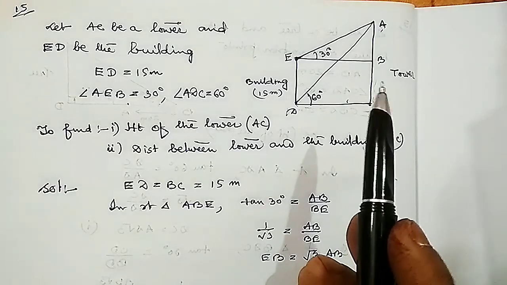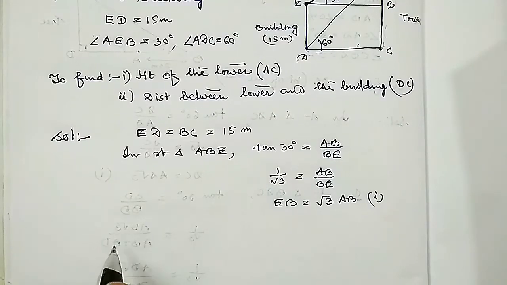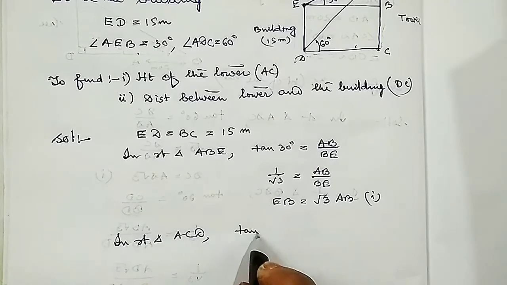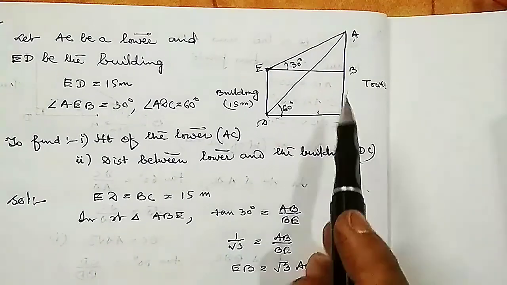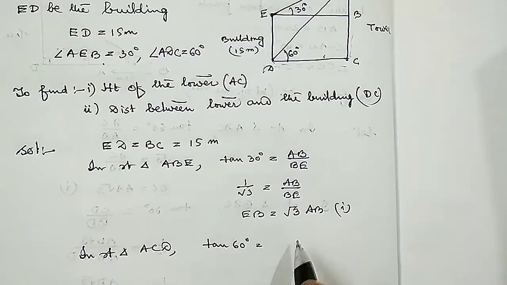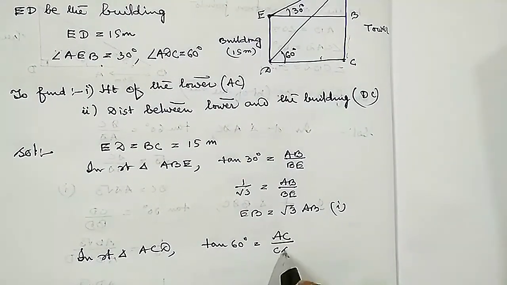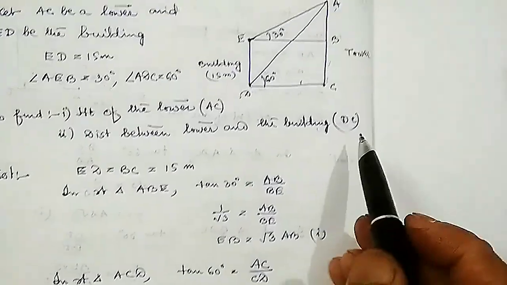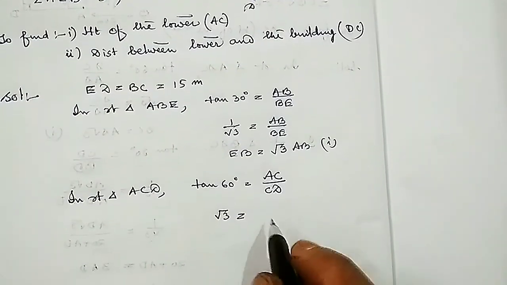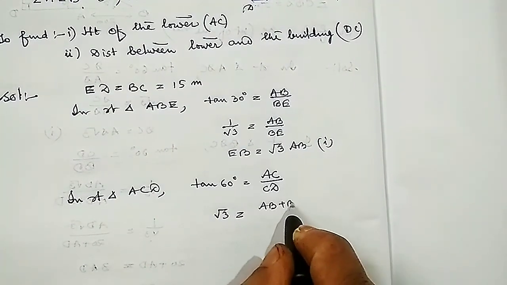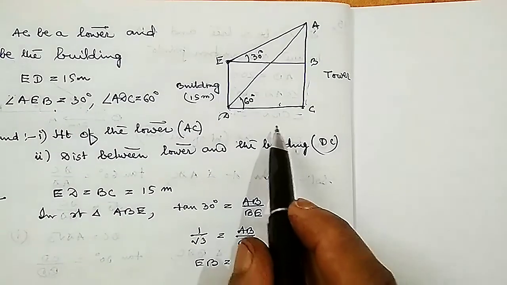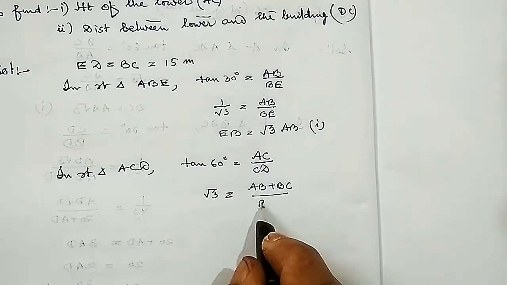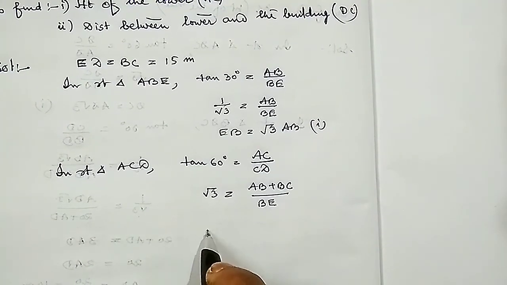Now I am going to consider the bigger triangle, that is ACD. In right triangle ACD, tan 60 will be AC by CD. Tan 60's value is √3. And AC is nothing but AB plus BC. We can write here AB plus BC. And instead of CD, we can write BE because these two are the same. So instead of CD, I am writing BE here. Okay, now √3.